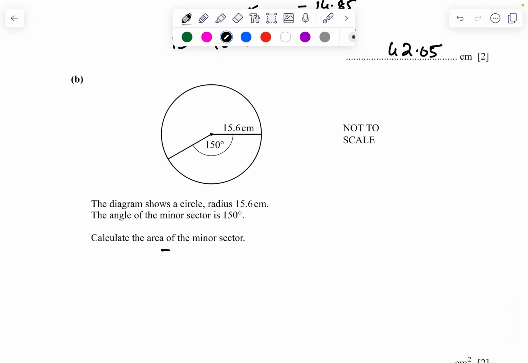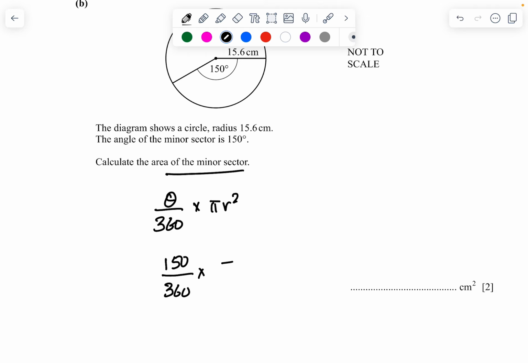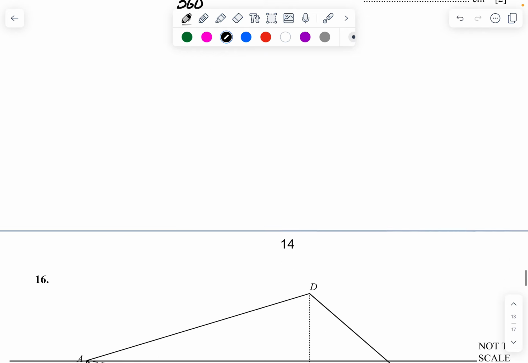Now calculate the area of the minor sector. The area formula is nothing but what? Theta upon 360 times pi r squared. Now theta is 150 upon 360 times pi times the radius, which is 15.6 squared. Simplify by calculator, you should be getting 319. Don't forget to write it in three significant figures, 319.